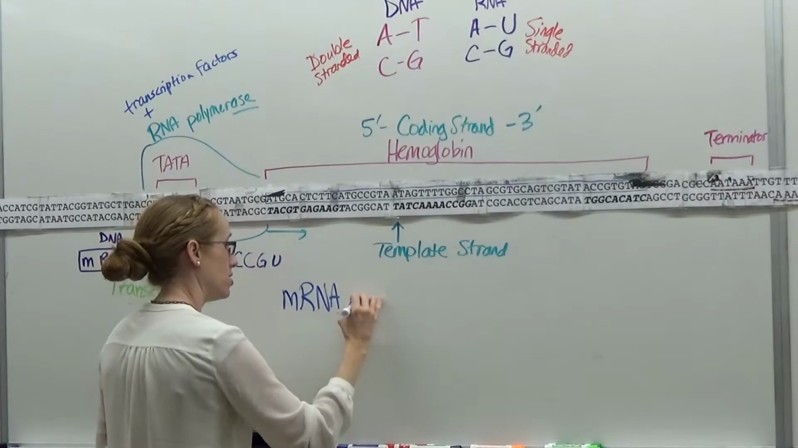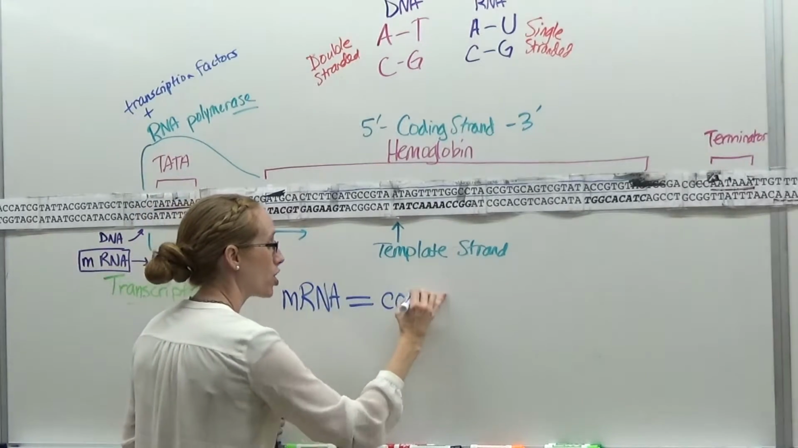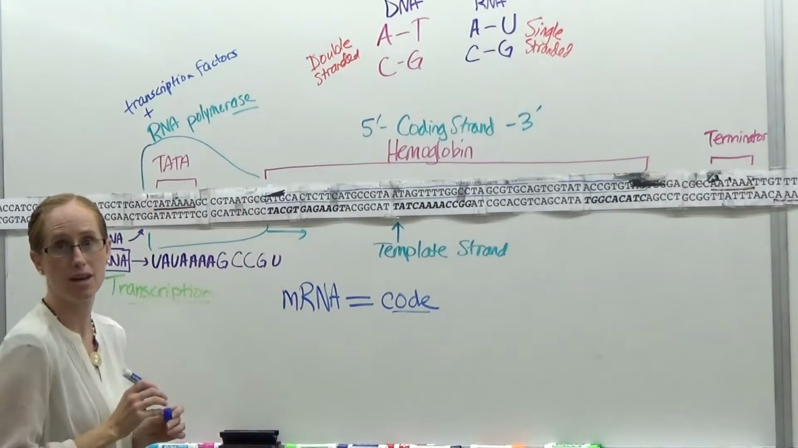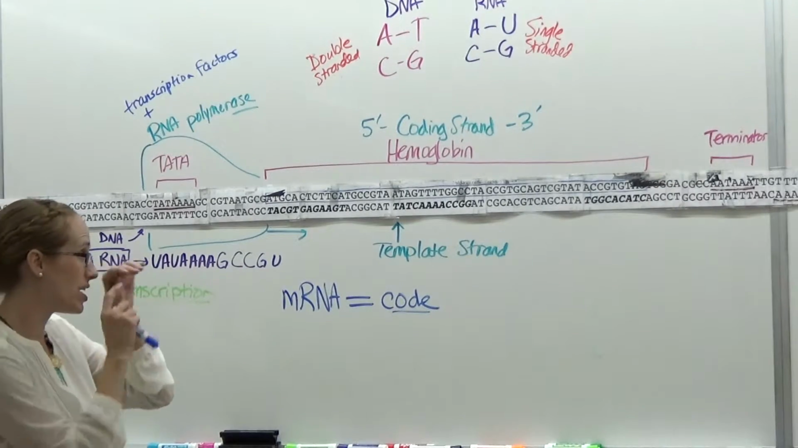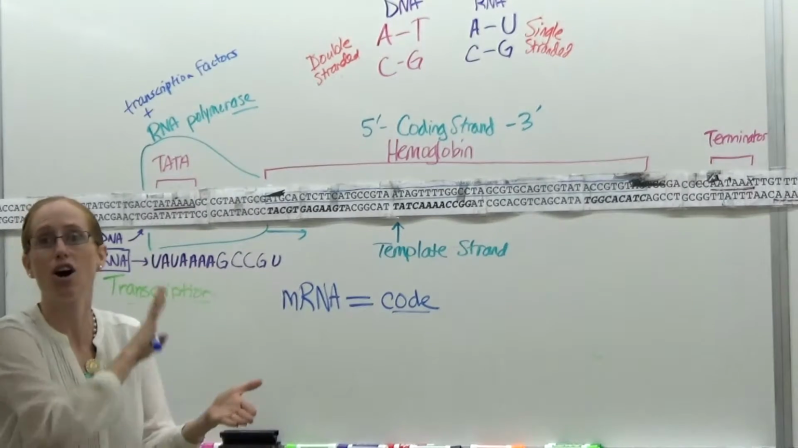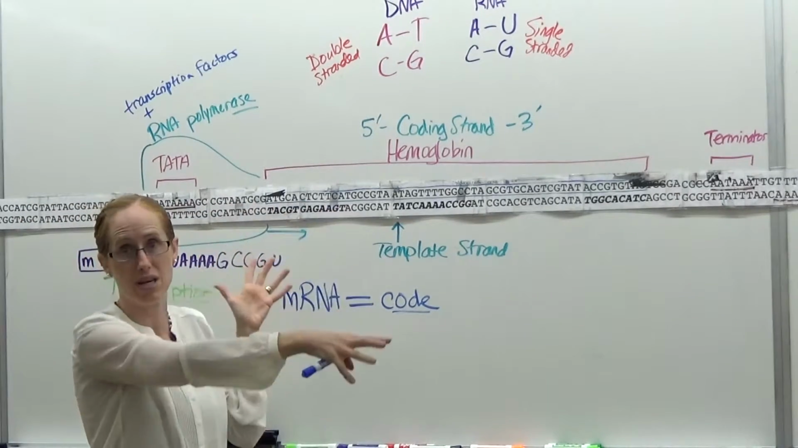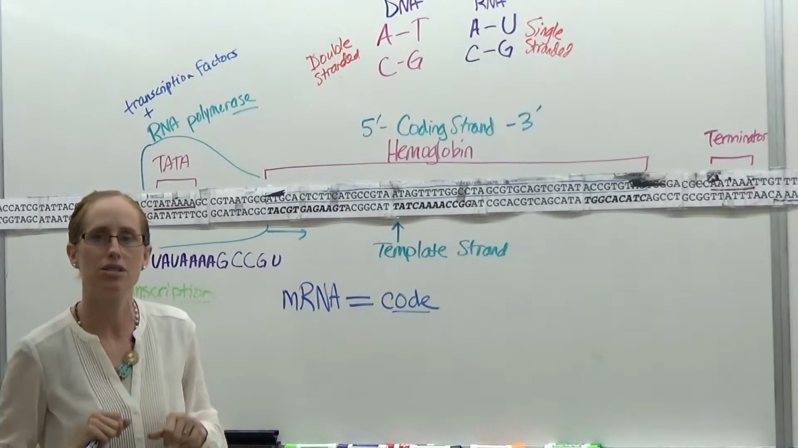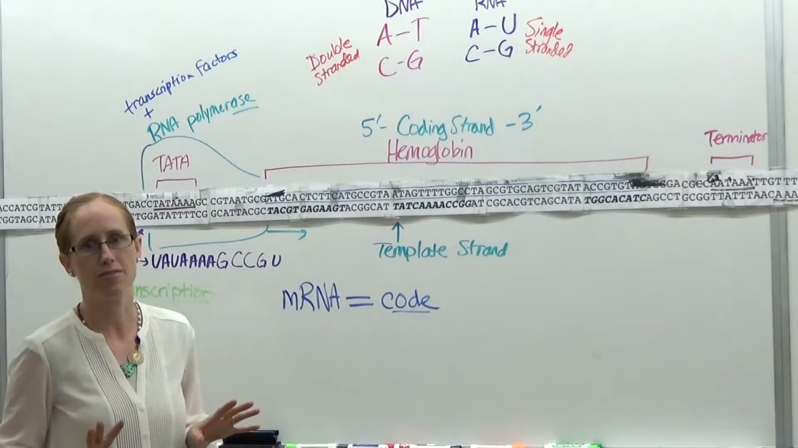mRNA will always equal the code, the coding strand. If your mRNA ends up looking like the template, you did it wrong. The mRNA should be an exact copy of the code, of the recipe that we want, except U's instead of T's. It's the only difference that you should see.